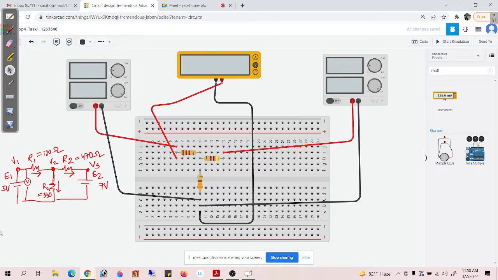Okay, so this is the circuit. Now we have to change the voltage values of the voltage source. The first voltage source will be 5 volt, so it's already 5 volts, so we don't have to change it. And for the second voltage source, we will be changing the voltage value to 7 volts. Okay, done.